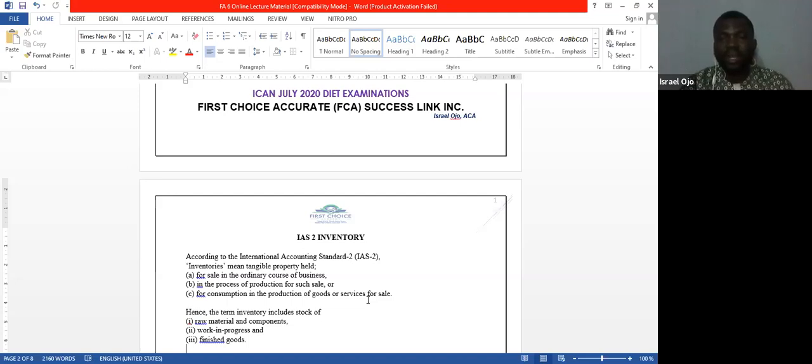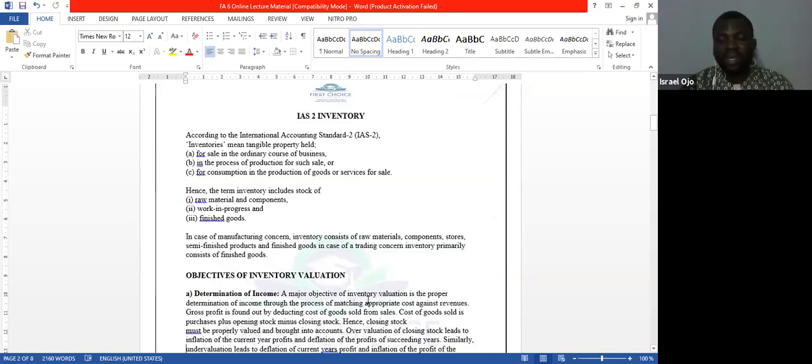Inventory can be classified into three parts: raw material and components, work in progress, and finished goods. Raw materials are the goods you purchase to undergo some conversion. You are not going to sell it the way you purchased it; you are going to work on it to give a specific result. For example, flour: you purchase flour, you work on it, and it gives you bread. Bread is the finished goods there.